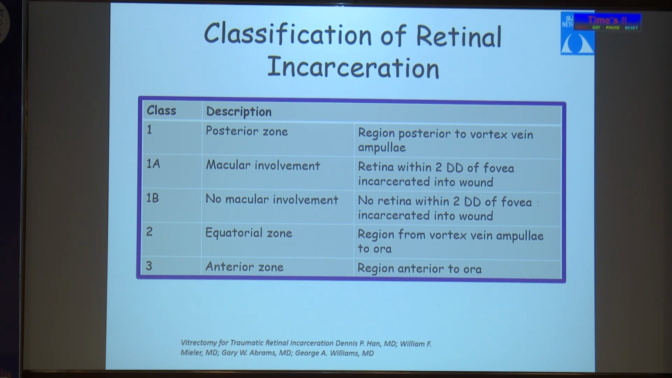And what is class 2? It is the equatorial zone, which means the region from the vortex vein ampulla to the ora. This is called the equatorial zone. And when you have an incarceration at the anterior zone, that's class 3. It's the region anterior to the ora. Now, if you have an incarceration at these levels, it's very important that we know where exactly we have to plan our management.